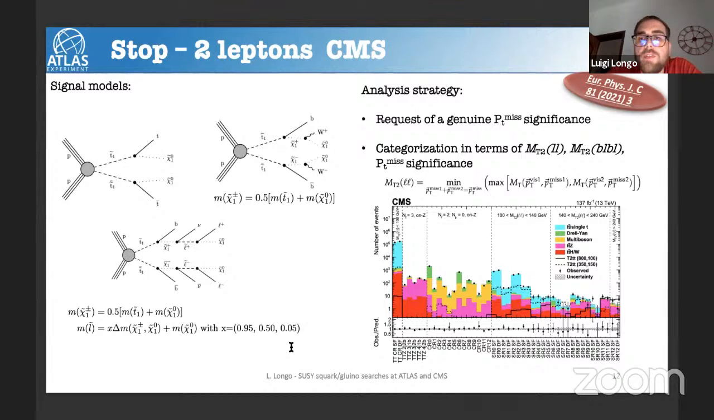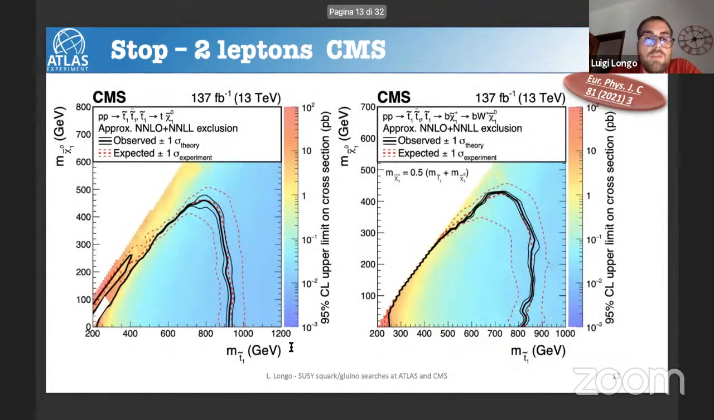So we could have different signal models also depending on the mass of the leptons. The analysis strategy was looking at the request of a high missing transverse energy significance, and the categorization was based on MT2 and in this MT2 bl, where therefore, as products of the decay, the visible particles were considered, not only the leptons but also the b jets and missing energy significance. There was no significant excess observed, as shown in the plots on the bottom right, and also in this case some exclusion contour plots were produced, and you can see here that we were able to reach exclusion up to 900 GeV for the stop mass for light neutralinos.